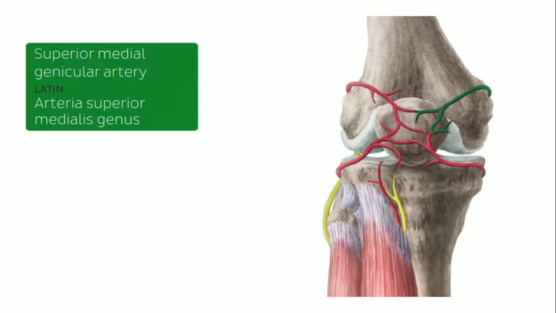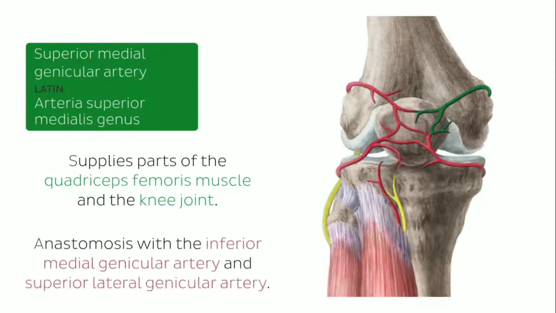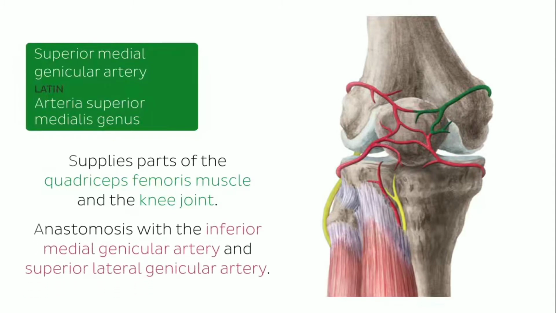This one is a small artery that runs cranially from the medial epicondyle around the femur, as you can clearly see here. This is the medial epicondyle of the femur, and you see the positioning of this artery in relation to the femur. In this area, the artery will be supplying parts of the quadriceps femoris muscle and the knee joint. It also forms several anastomoses, including anastomosis with the inferior medial, as you can see here, the inferior medial genicular artery, as well as the superior lateral genicular artery.